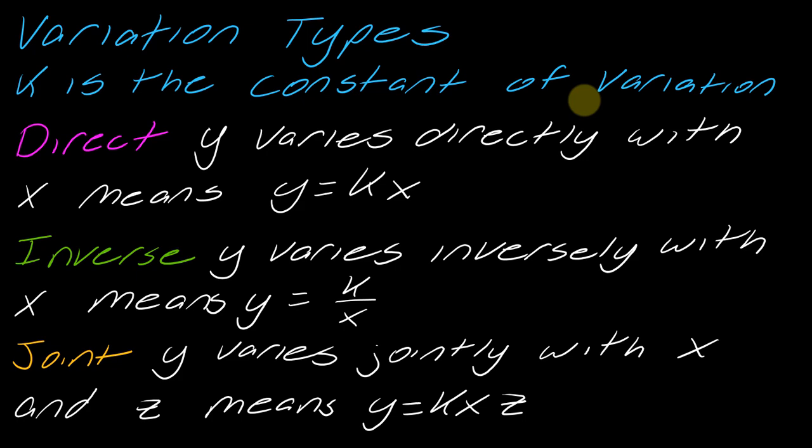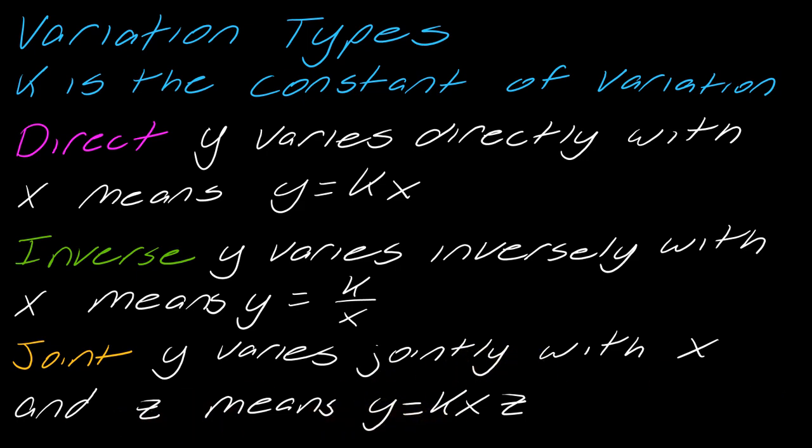What I want you to do is think of what patterns you see as we go through this. So direct variation: y varies directly with x means that y equals kx. Inverse variation: y varies inversely with x means y equals k over x. And then finally joint variation: y varies jointly with x and z means y equals kxz.